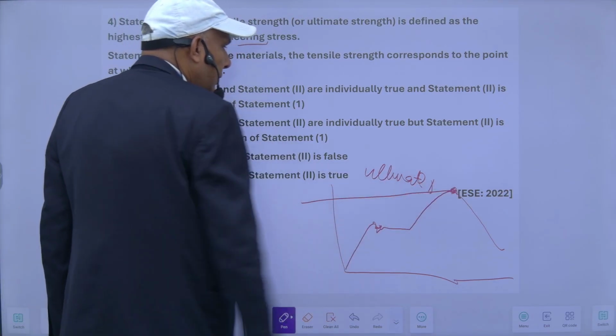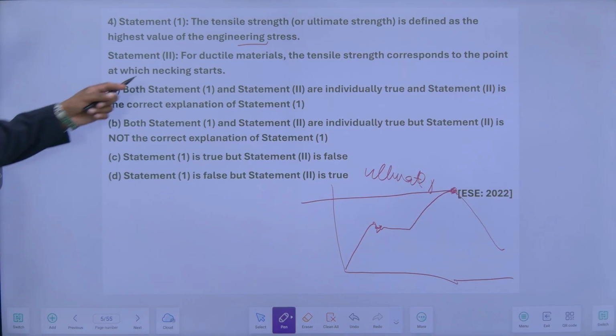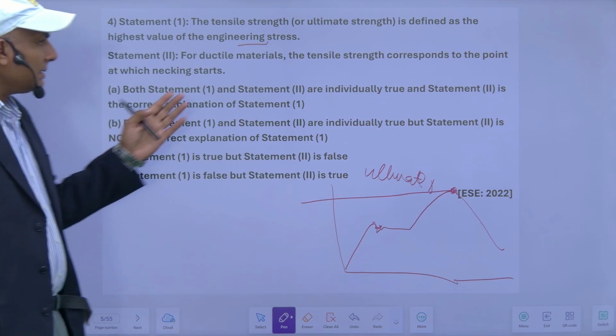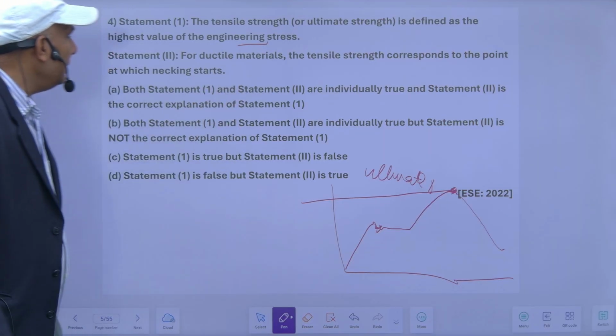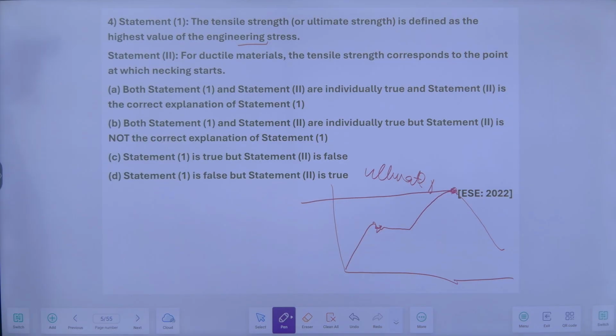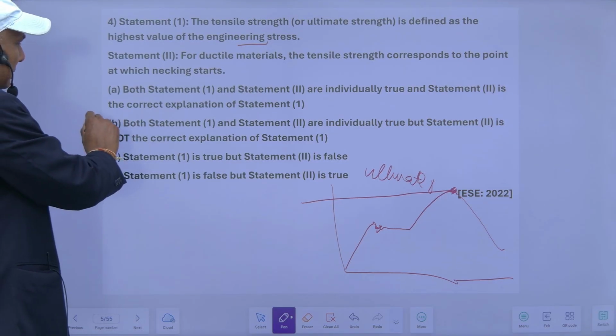So both are correct, but statement 2 is not the correct explanation of statement 1. Why? Because it doesn't explain why it is the highest value of engineering stress. So both are individually correct, but this is not the correct explanation of this one. So the answer is this one.